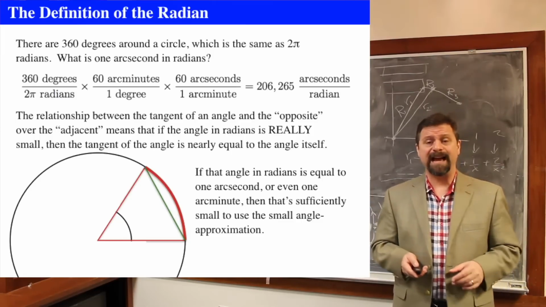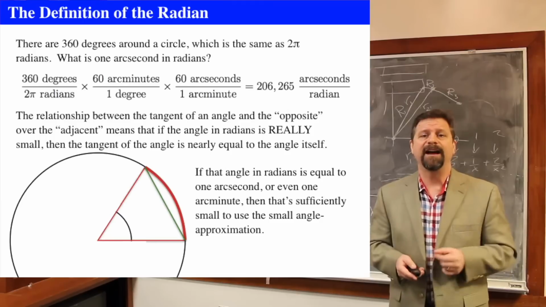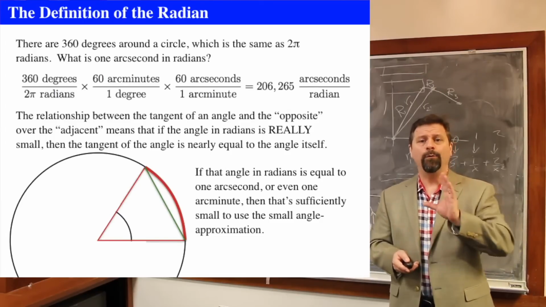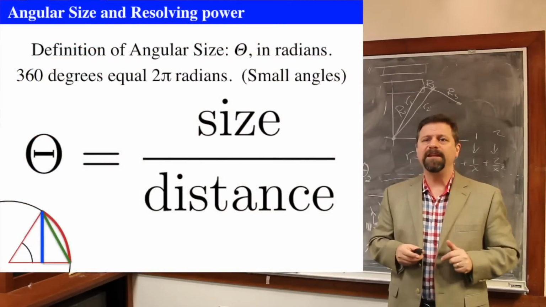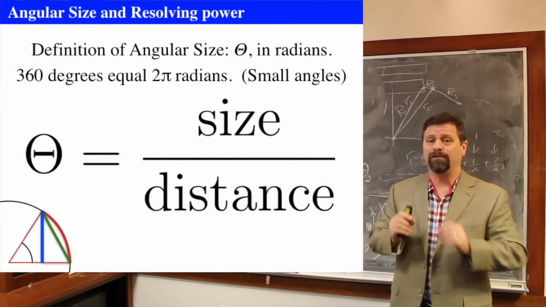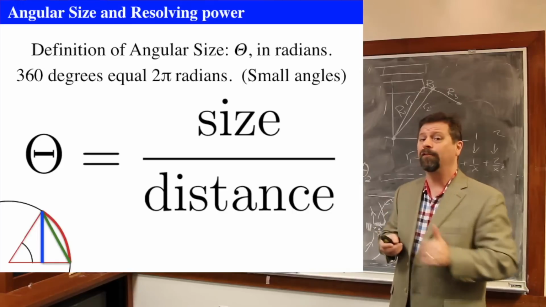Once we get to that size, then actually when we have very, very tiny angles, then we can approximate the length of the chord to being the actual physical size of it, which is the length of the chord is the physical size.